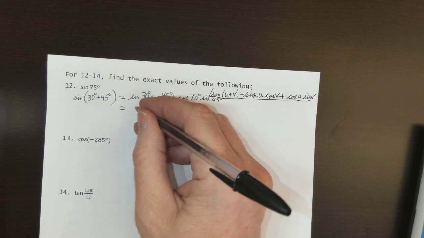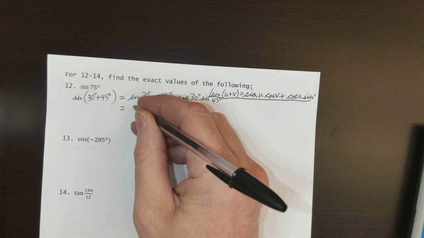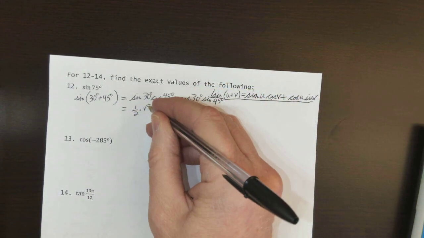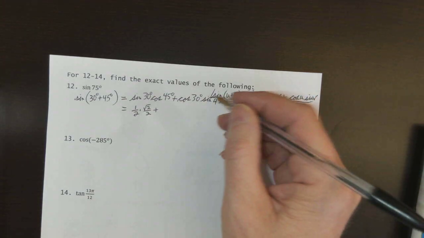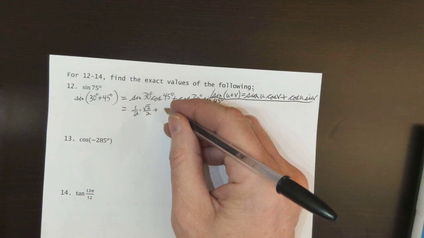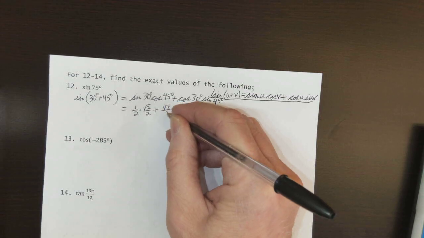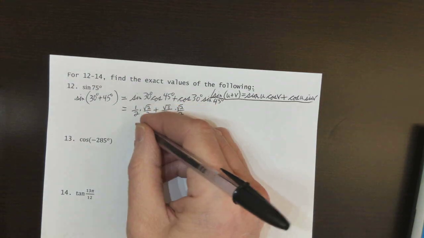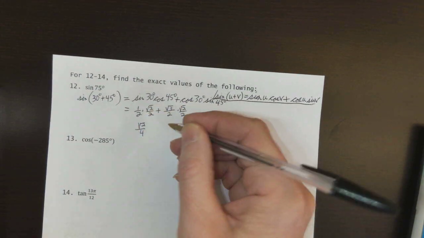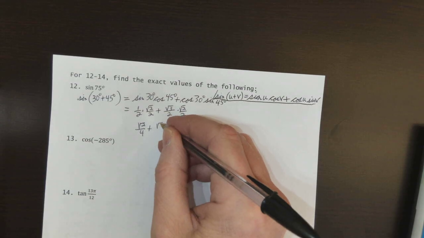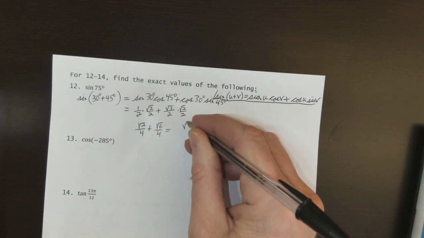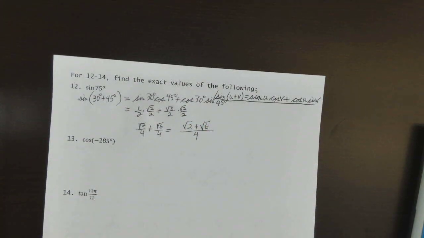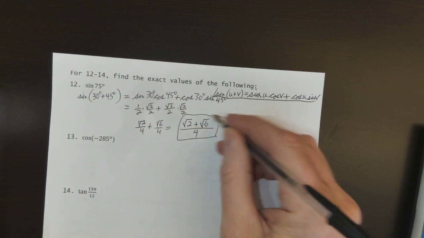Sine of 30 degrees is 1/2. Cosine of 45 degrees is radical 2 over 2. Cosine of 30 degrees is radical 3 over 2. And sine of 45 degrees is radical 2 over 2. And then that's the square root of 2 over 4, and then that's the square root of 6 over 4. In one fraction, which would be nice and required: square root of 2 plus square root of 6 over 4.